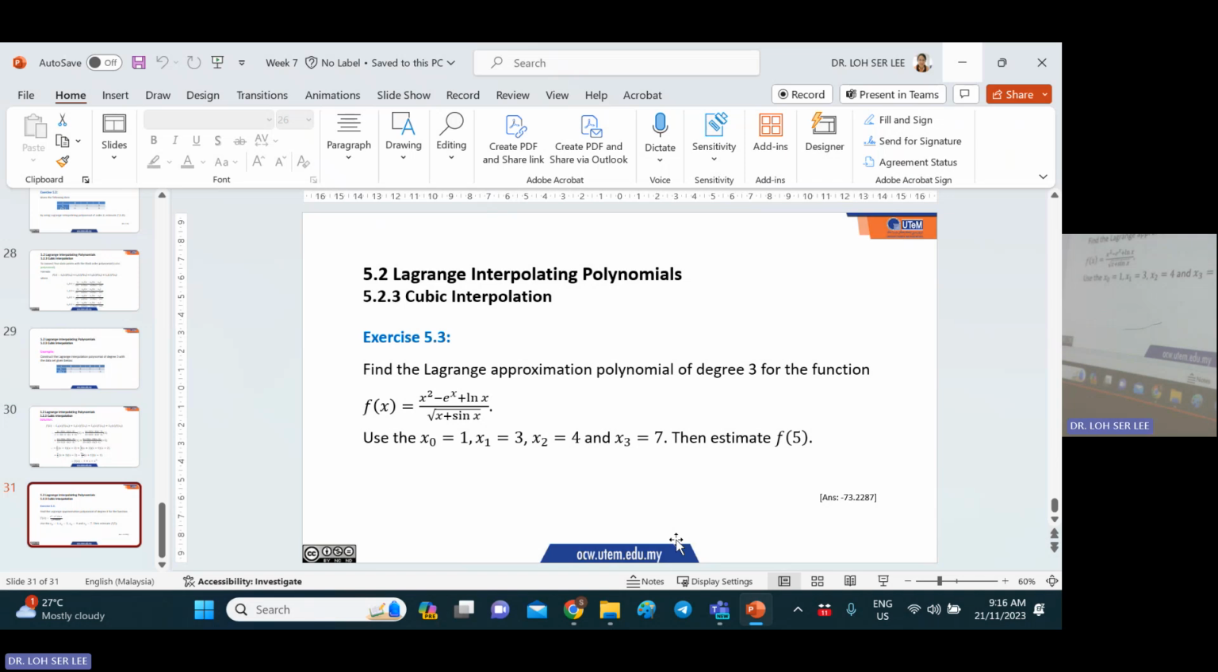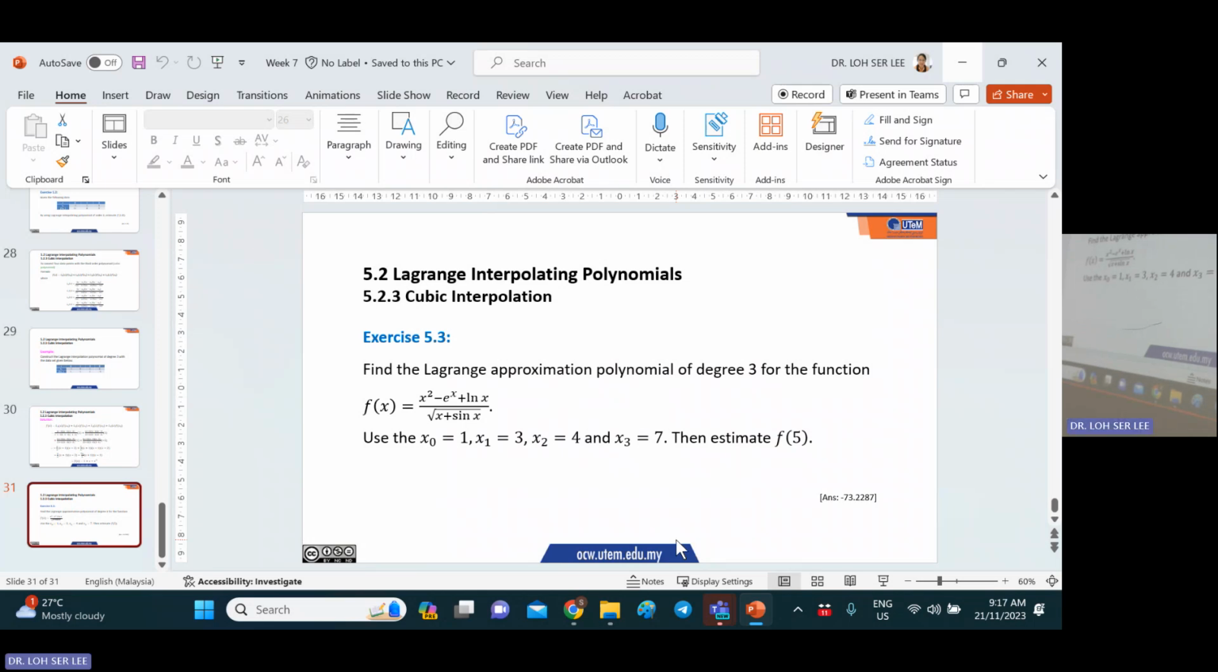Okay, next, this is another exercise. In this exercise, you are given a function, a quite complex one. So this one, we need to get the points from the function. After you get those 4 points, then you can start to find the Lagrange interpolating polynomial of degree 3. Then estimate for x equals 5.